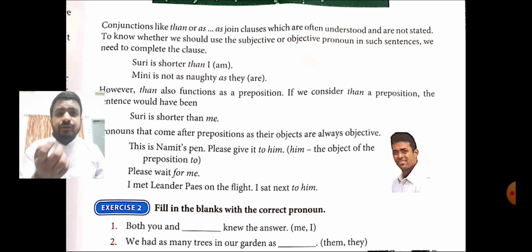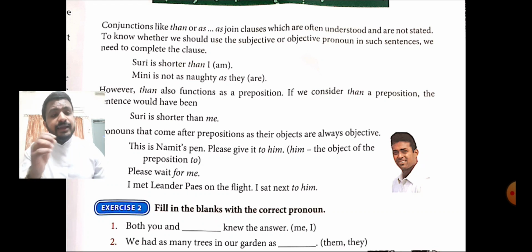But look at the next sentence. However, than also functions as a preposition. So then we need to use the objective form. Suri is shorter than me. There than has been used as the preposition. So you need to look at the sentence, at what usage is being shown in that sentence. Now, pronouns that come after a preposition as their objects are always objective.